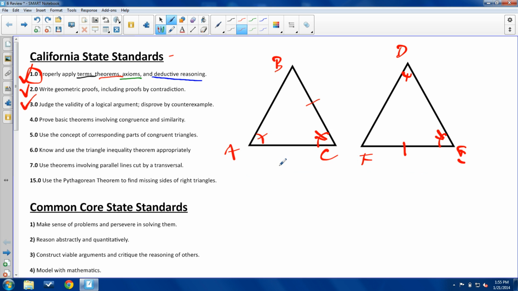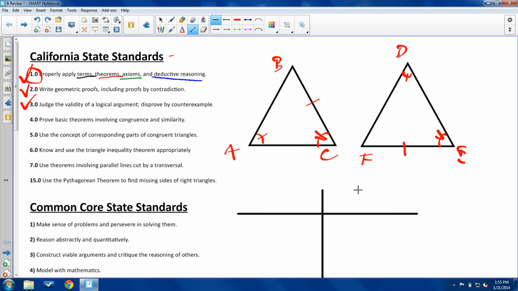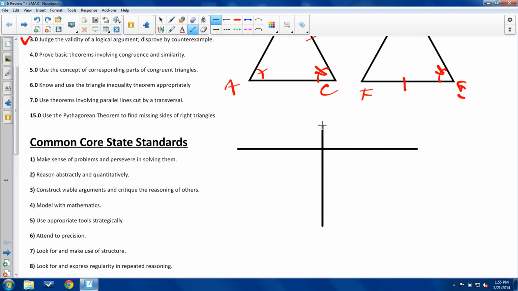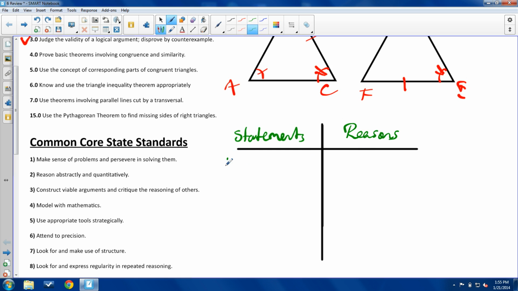You need to look at some of those a little bit, so let's do that. Let's make this look better. Two columns. I'll have my statements and reasons. Okay, these are my statements. These are my reasons. Now they'll all be given, except for the very last one.